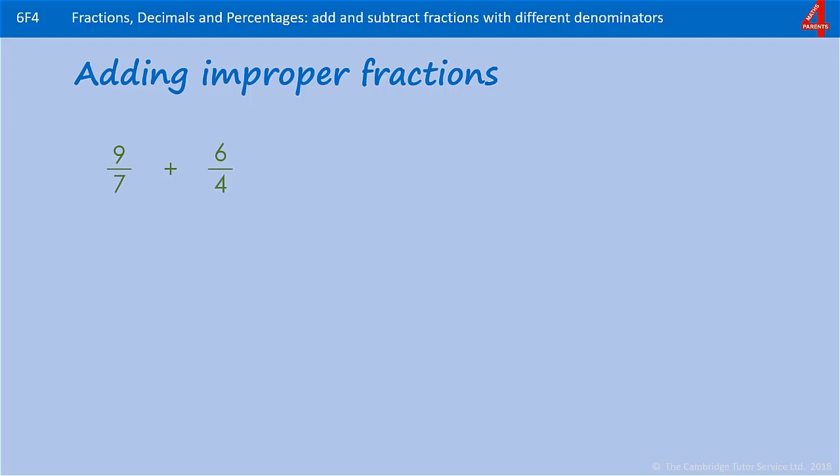Adding improper fractions is exactly the same as adding proper fractions. We have to make the denominators the same. 7 and 4, the lowest common multiple is 28, so that's our denominator. To get from 7 to 28, we multiplied by 4, so we multiply the numerator by 4. 9 times 4 is 36.